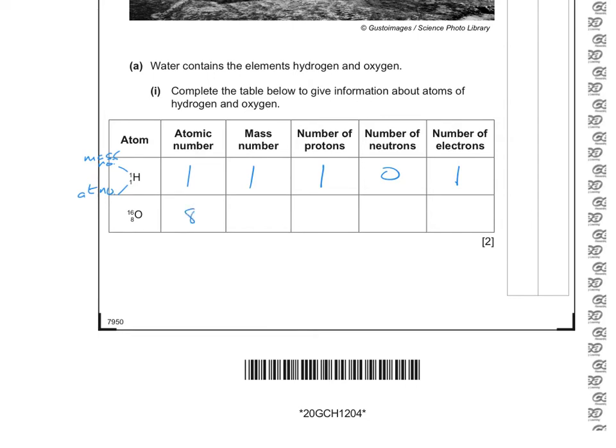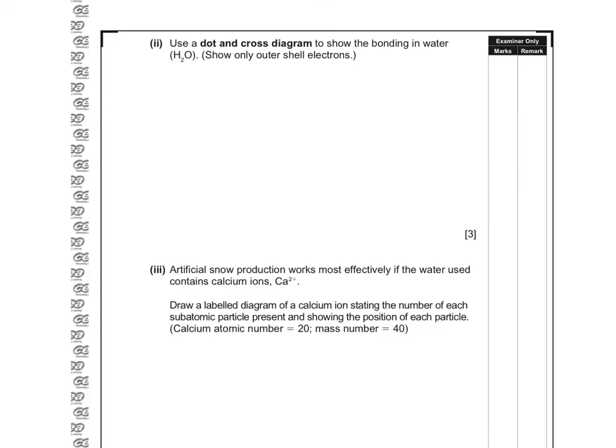For oxygen, atomic number is 8. It's going to be 16 for the mass number. Protons 8. Neutrons will be 8. It'll be 16 minus 8. And then the electrons will be the same as the protons.